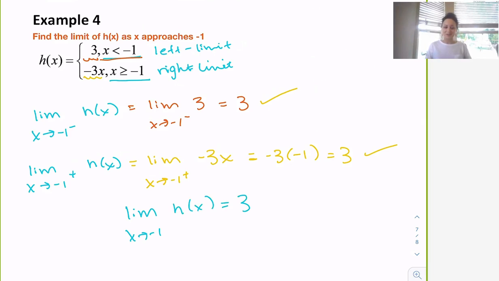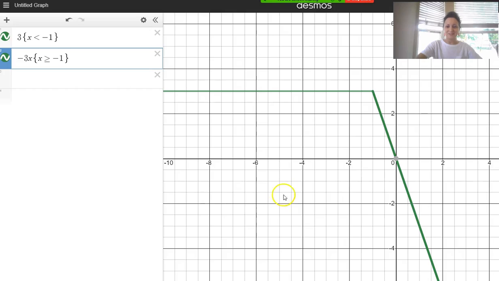I'm going to show you this graph so you know what it looks like. So here's the graph. You can see as x approaches -1 from the left, my y's are there at 3, and as we approach -1 from the right, you can watch your y values there. They're inching up closer and closer to 3 as well.